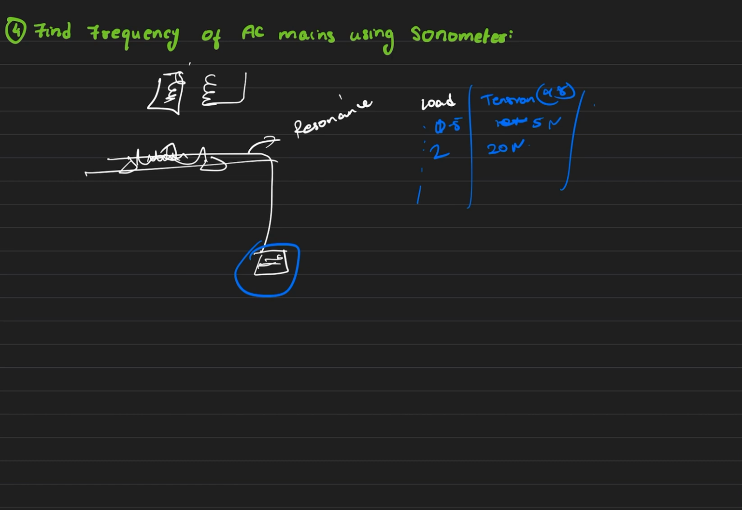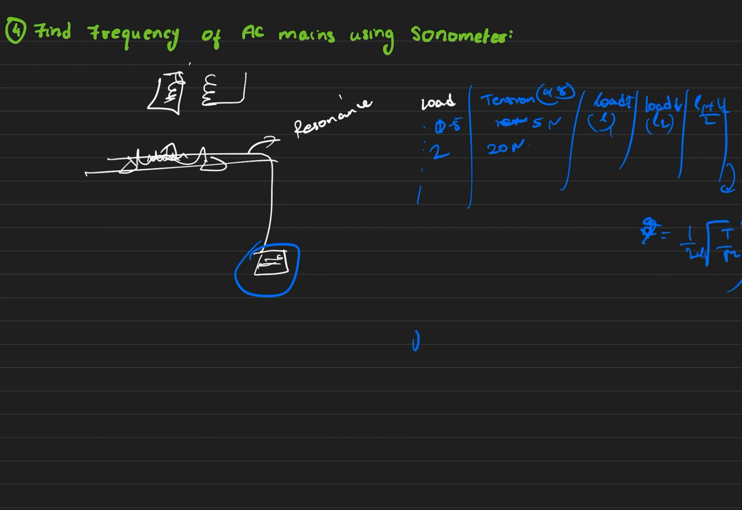So you are going to increase the load, you are going to decrease the load, and then you are going to measure the length. With load increasing, you measure L1, with load decreasing you measure L2, you find the average, L1 plus L2 divided by 2, and then you are going to finally find the frequency in the final column. Frequency is equal to 1 by 2L into root of T by M.